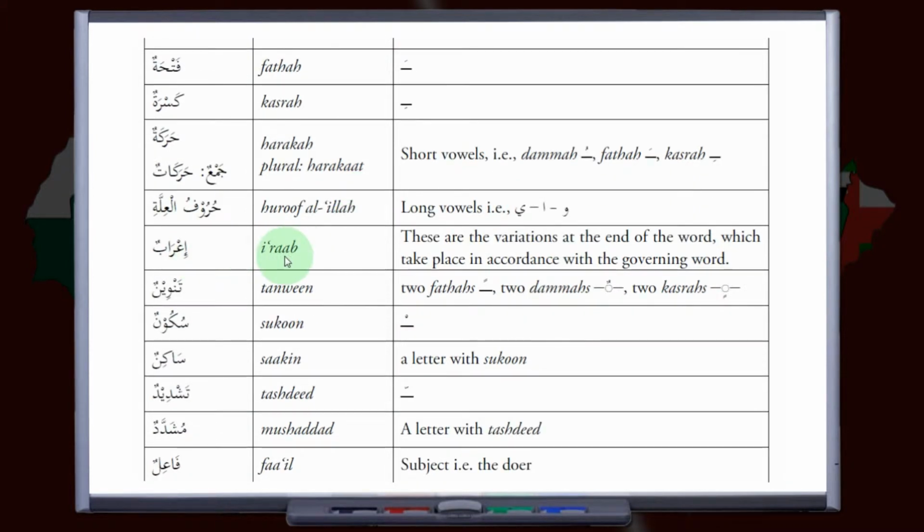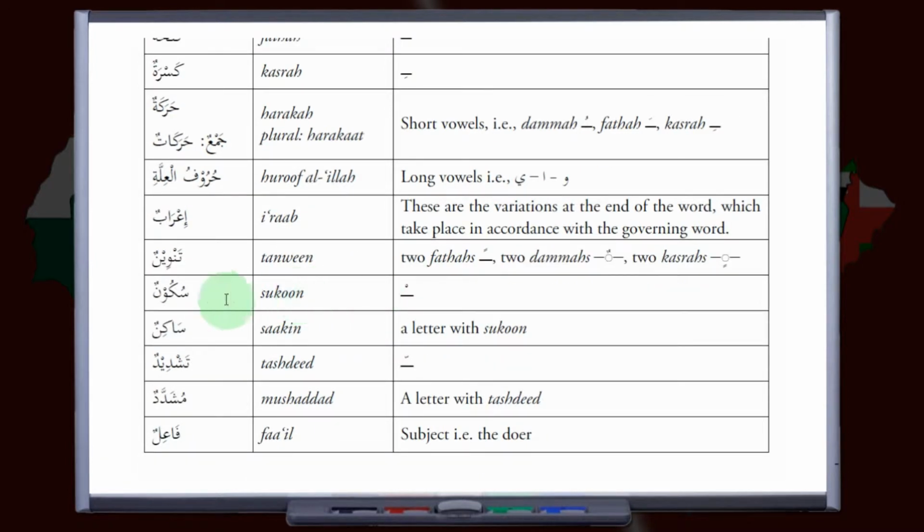We have i'rab, which in English you might call the case notation. Basically, whether it's dhamma, fatha, kasra at the end of a word, also known as nominative, accusative, or genitive in Western grammar. We have tanween, which is when you have fathatain, dhammatain, or kasratain. For example, fathatain at the end of the word taqriban, that noun sound is what causes it to be tanween.